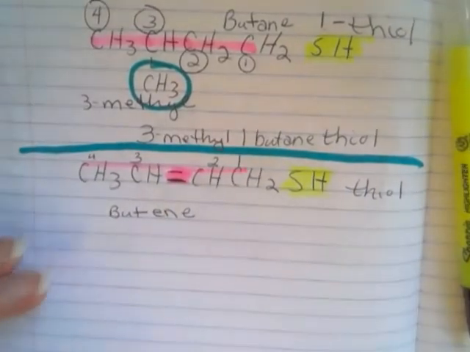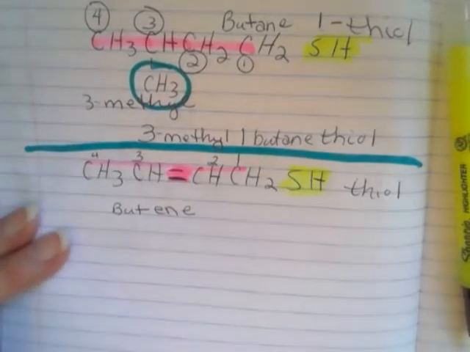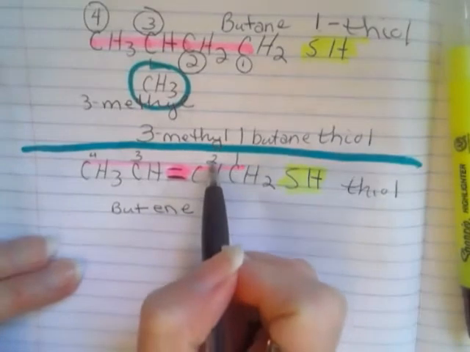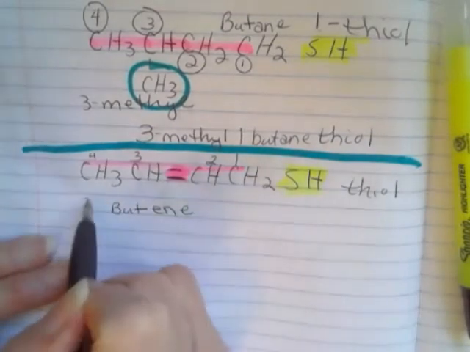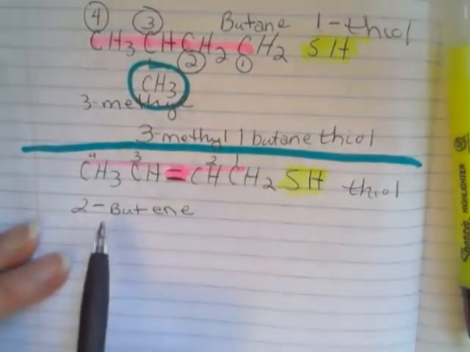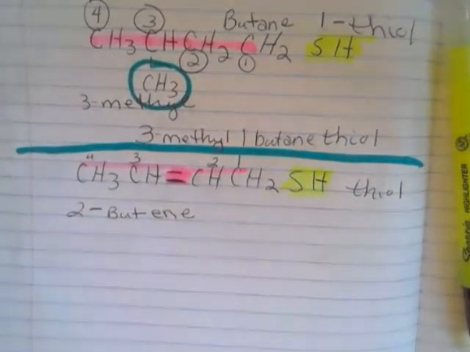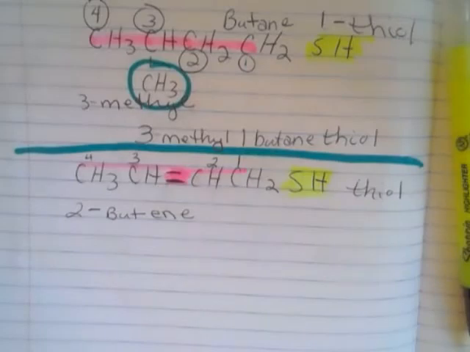I have to show a couple of numbering things here. I have to show where the double bond occurs. The double bond occurs at number 2. So I'm going to put a 2 in front of there, that says 2-butene. I know that double bond is occurring at number 2.